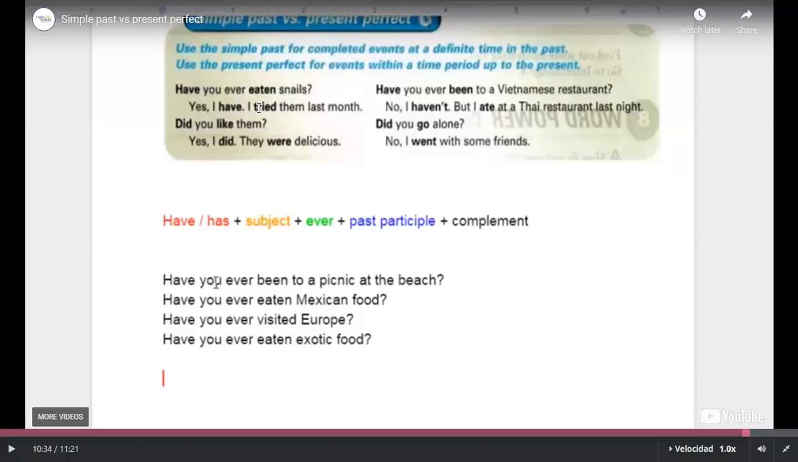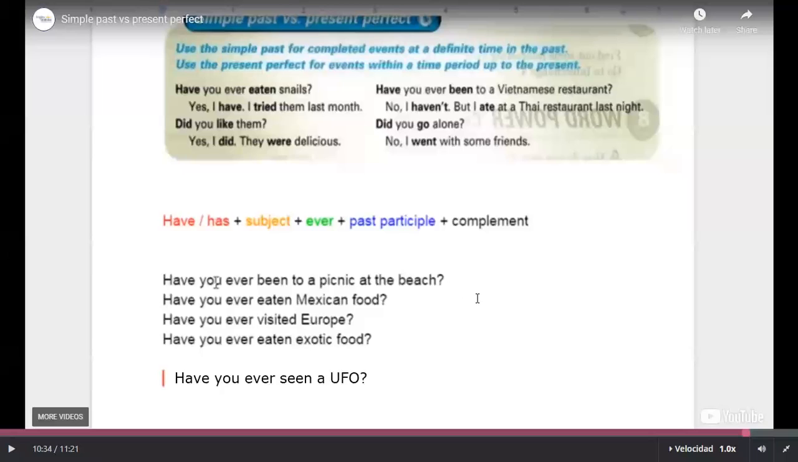Or have you ever, sorry about that. Okay. Have you ever seen a UFO? Have you ever seen a UFO? Yes. All right. So we use the present perfect for situations that are not everyday, not common.